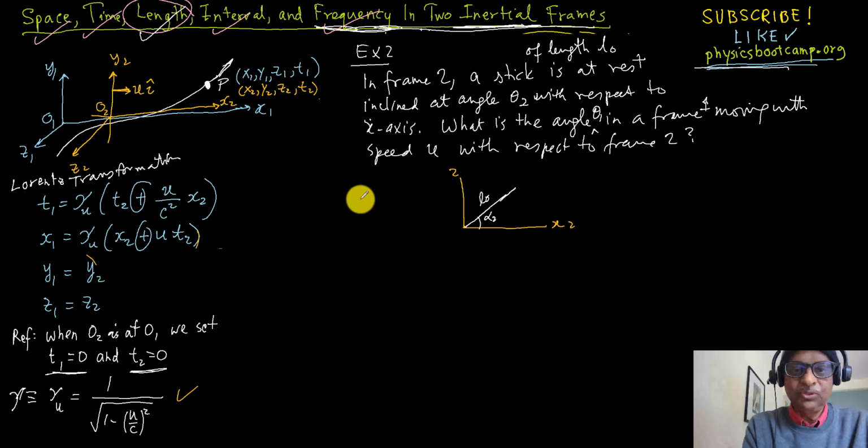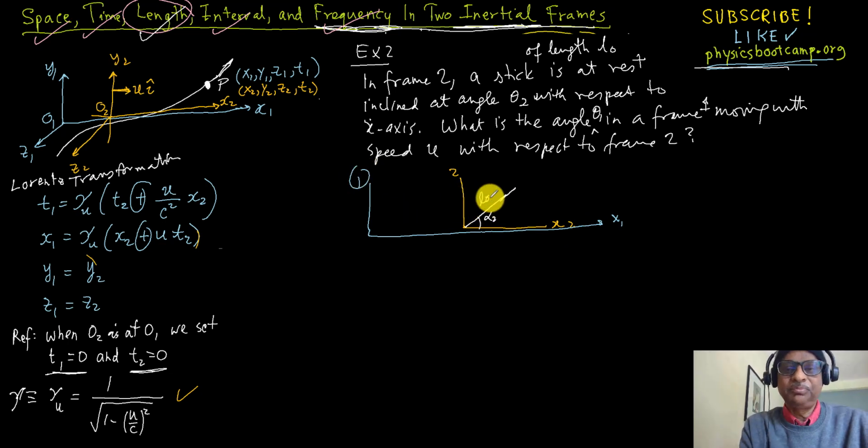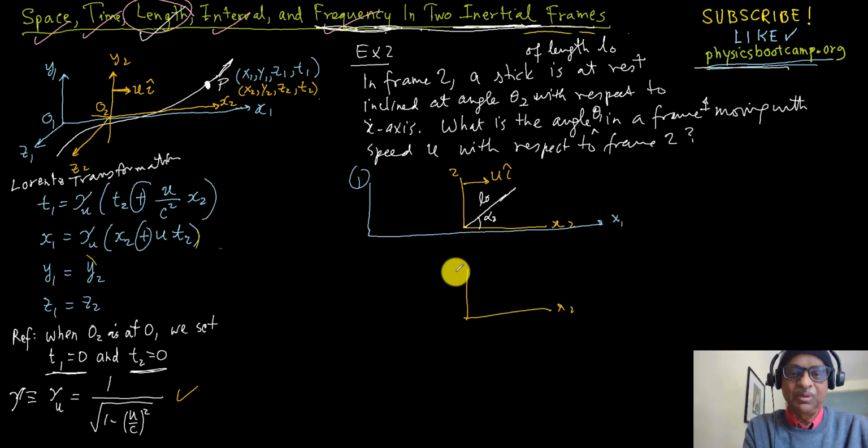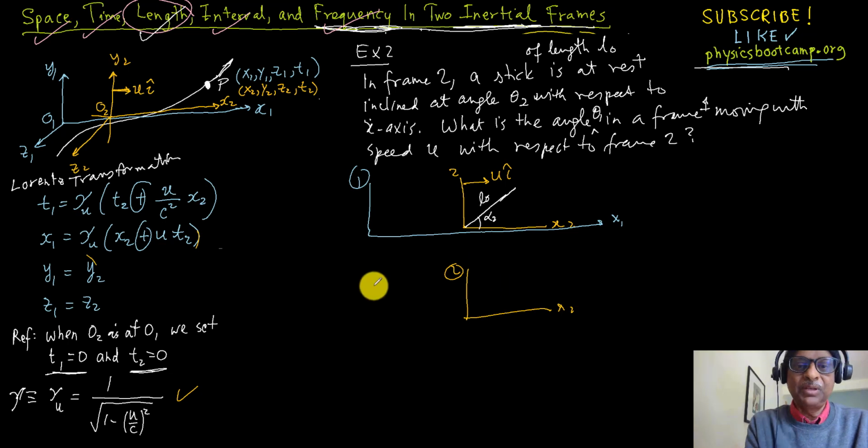And then you should draw the other frame, frame 1. Whether this guy is moving with that and this guy doesn't matter. We have a formula for that, so I'm just going to use this guy's moving with u hat. Or you can always convert this: this guy's moving with a minus u hat.